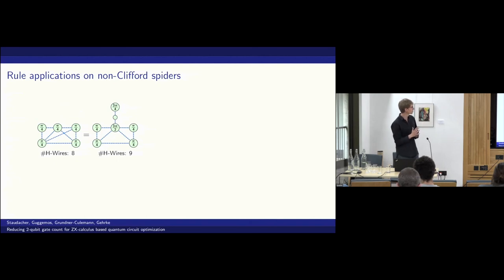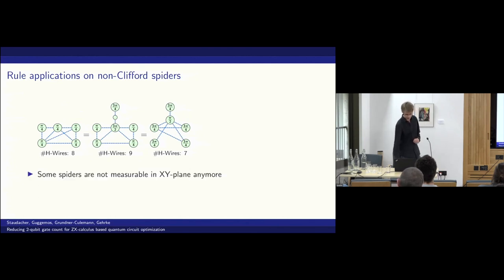We unfuse some unwanted part of the face upwards, insert an empty spider with 2 Hadamard wires in order to preserve the graph-like structure of the diagram. Then we can apply local complementation on the remaining spider, which ends up in this construct, and we have decreased the amount of Hadamard wires. But this has the problem that we actually generated something here which we cannot consider being measurable in the XY plane anymore.